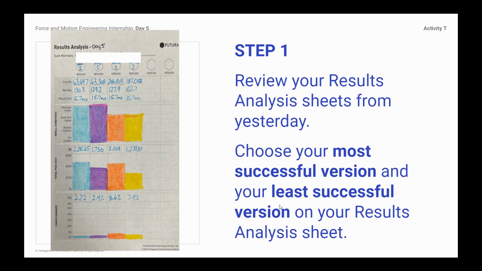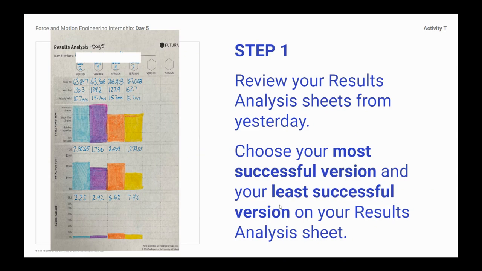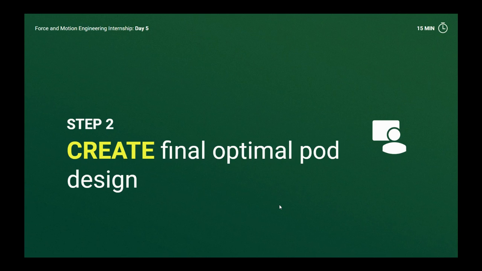In your group, review your results carefully from your results analysis sheets. Choose your most successful version and also your least successful version. Think about what is the difference between those versions. And what could you possibly do to make your most successful version even more successful? Because obviously we're always trying to iterate and come up with even better designs. So have that discussion. Once you have your final best one, go on to the next design.